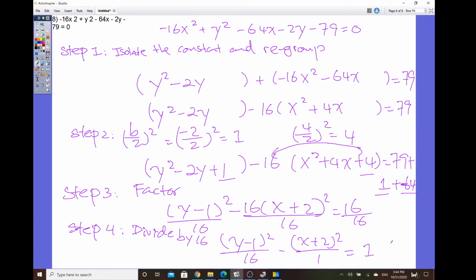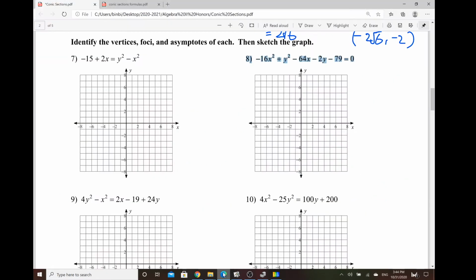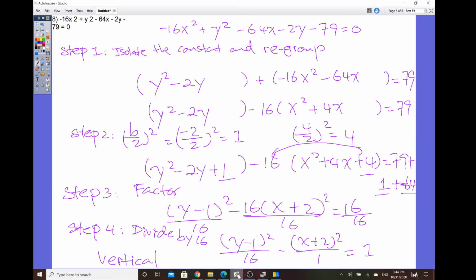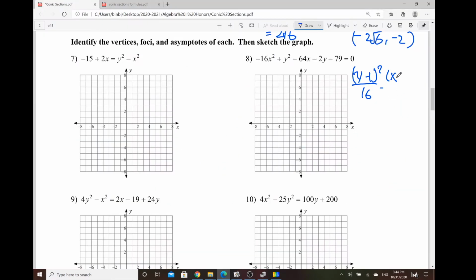And what kind of hyperbola is this? Well, you started with y first, so it's a vertical hyperbola. Okay, so let me just bring it back to the packet here. So we got y minus 1 quantity squared over 16 minus x plus 2 quantity squared over 1, and that equals 1.